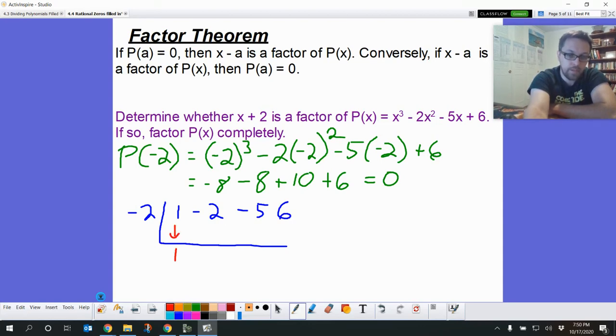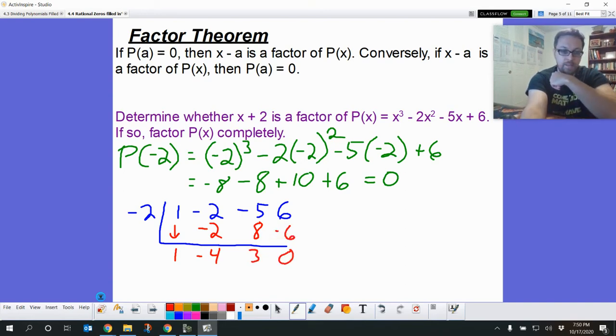So drop the 1, we get -2, double checking my negatives and whatnot. Yep. Add these together, we get -4. So that is going to be 8. Add these together, we get +3 and then -6. And that's 0.